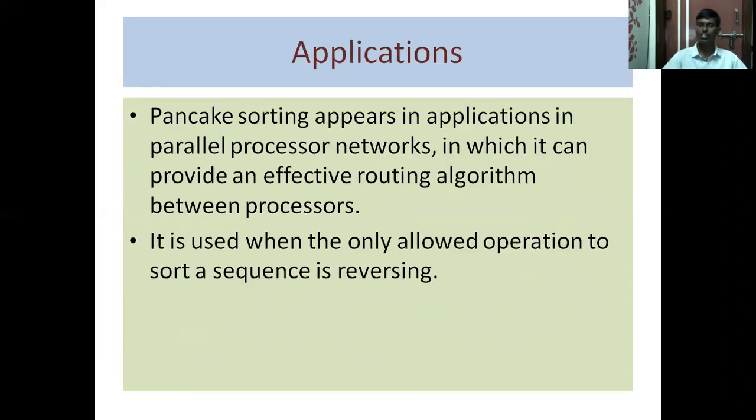And the applications. For any sorting process, there should be some applications, and it should be unique for each sorting process. Pancake sorting appears in applications in parallel processor networks, in which it can provide an effective routing algorithm between processors, which will be useful in the computer world. It is also used when the only allowed operation to sort a sequence is reversing. When there is a question or a program where we have to sort the whole list and use only one function, that is reversing, in that case pancake sorting is very useful for the sorting process.